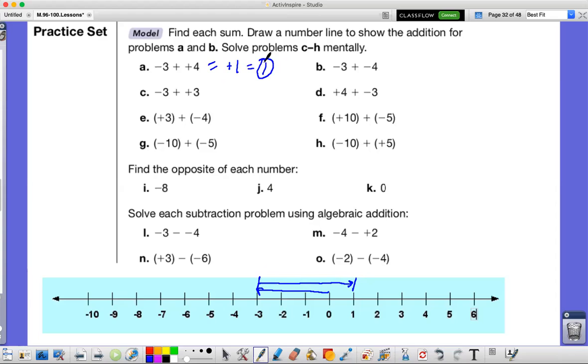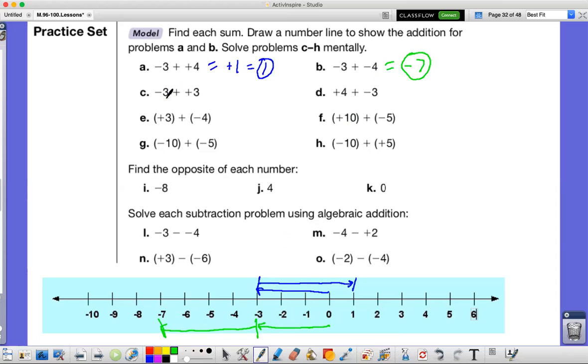How about letter B? For letter B, let's say we're at -3 again. So we're right here, it says -3. So we go that far. And then it says add a -4. So in that case, I'm going to continue with add a -3. I have to go 4 more to the left, which ends up in that position. -7.